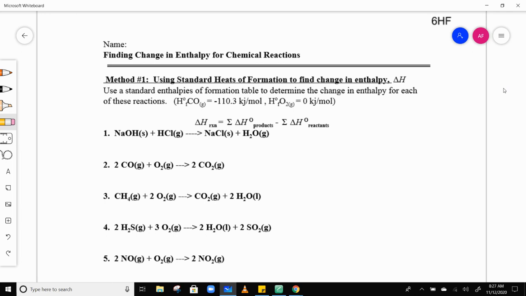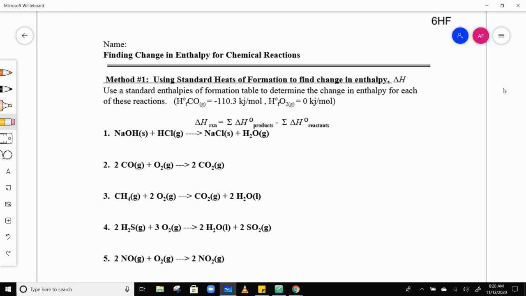There's a whole bunch of different ways to do this. It all depends on the situation you're given. We're going to learn four different methods, and I'm going to talk through them today. Feel free to ask any questions you have.